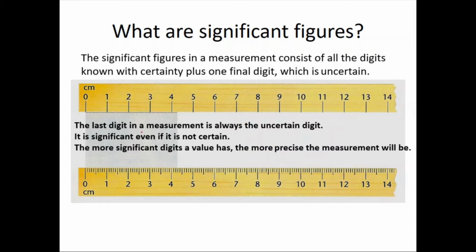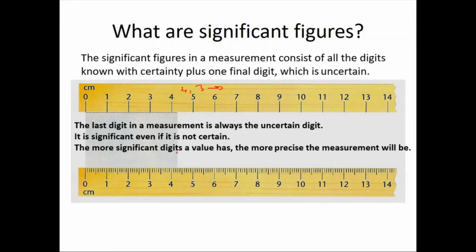Okay, so the last digit in a measurement is always the uncertain digit. For example, in the measurement with this ruler, we measure 4.3. 3 is uncertain. It can be 4.2 or 4.25, we don't know. It is significant even if it is not certain. I'm sorry, 3 is uncertain, but still it is a significant figure.